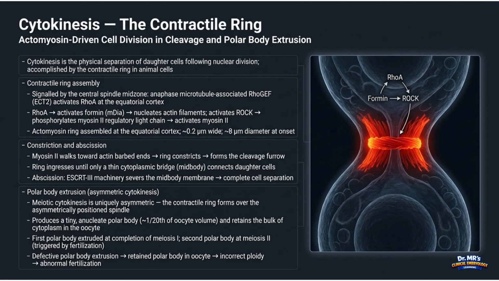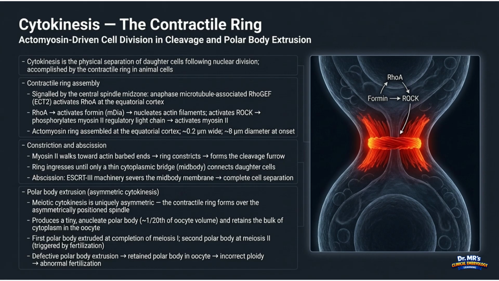What's deeply fascinating here is how the oocyte modifies this exact standard mechanism for polar body extrusion. Polar body extrusion utilizes the exact same molecular machinery, ECT2, RhoA, formin, ROCK, myosin, but it executes it as an extreme, highly polarized version of asymmetric cytokinesis.